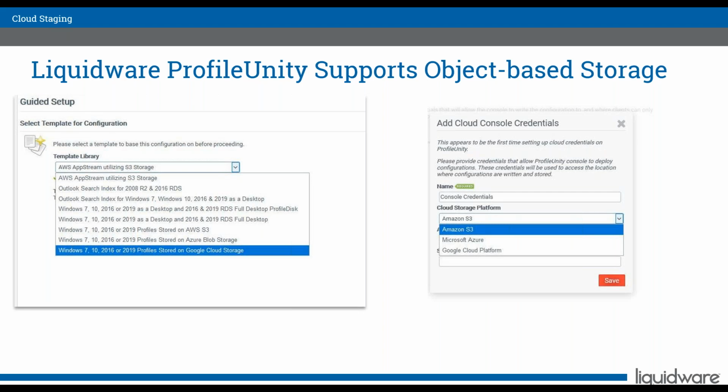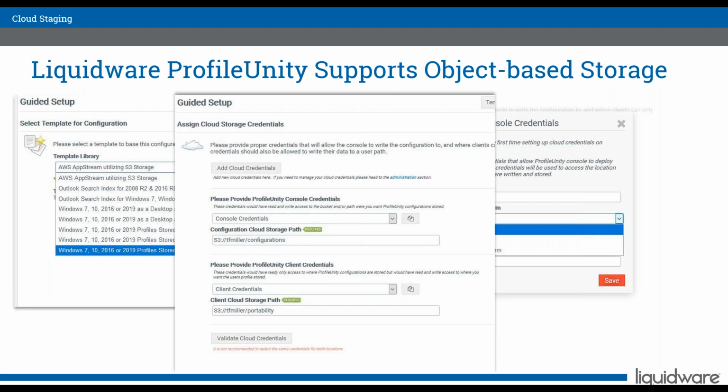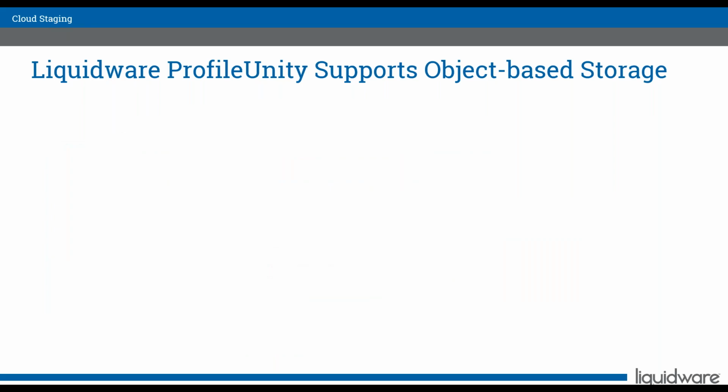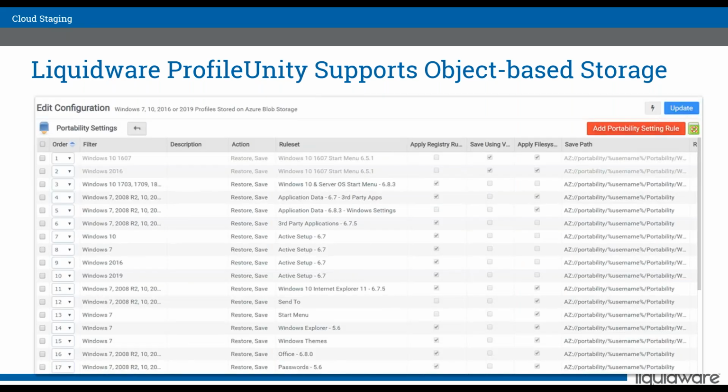In this case, we've chosen for AppStream to utilize the AWS AppStream server to utilize the S3 storage, and then you put in your credentials there, directly in there, and it will open up and start saving to the cloud. So once these are saved to the cloud, again, you have a data point to be able to bring them down to any other desktop, as long as ProfileUnity runs across those desktops.